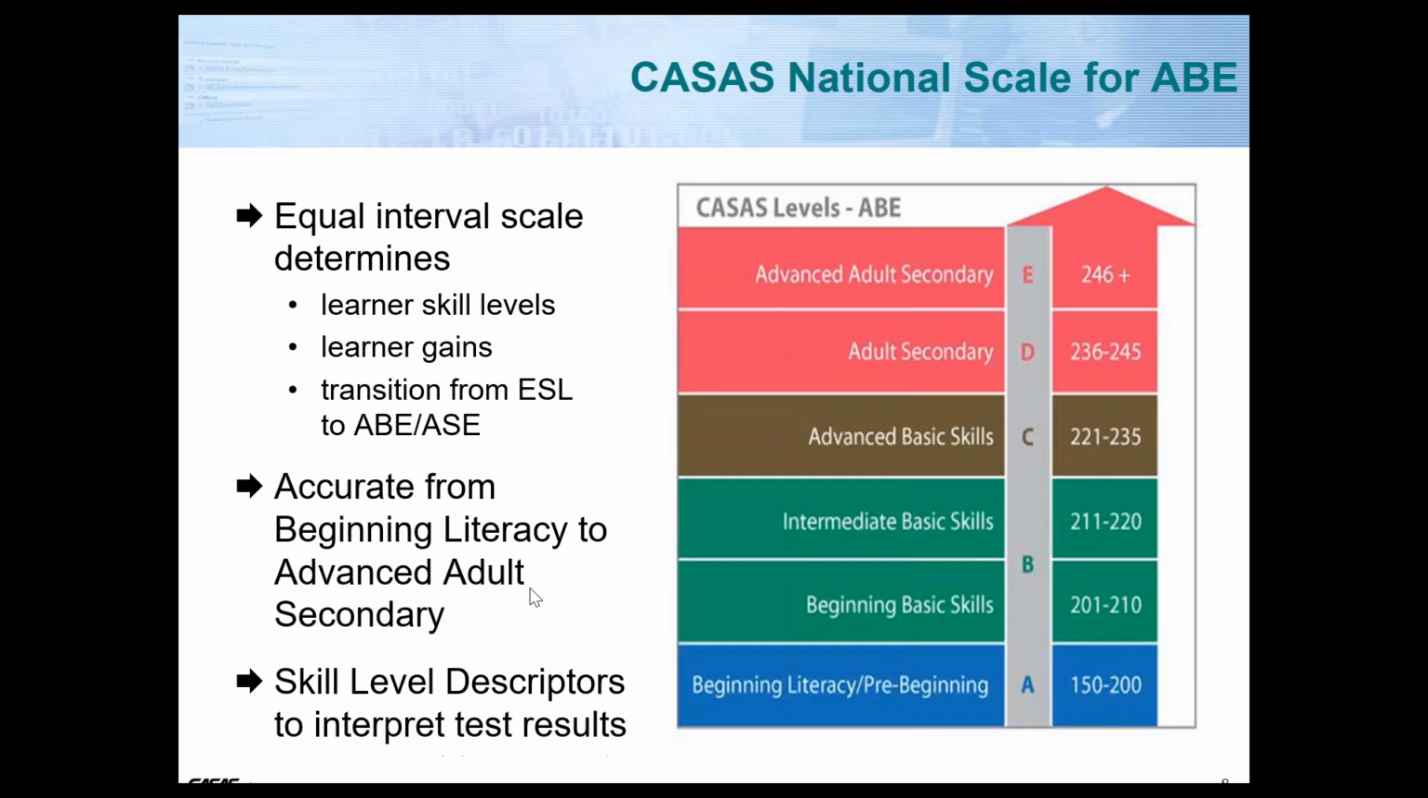So for those of you familiar with CASAS, this is a familiar chart. But if you're not, I just wanted to show that this is the current situation as far as the ABE is concerned. The CASAS scale begins very low with low literacy, at beginning literacy at around 150, and ranges all the way up to beyond 246. These are scale scores, and the ranges are the ones that relate to the NRS level reporting levels. So there's beginning literacy, there's beginning basic skills, then intermediate, advanced basic skills, adult secondary, and advanced adult secondary. So, and there are level descriptors for all of these levels.